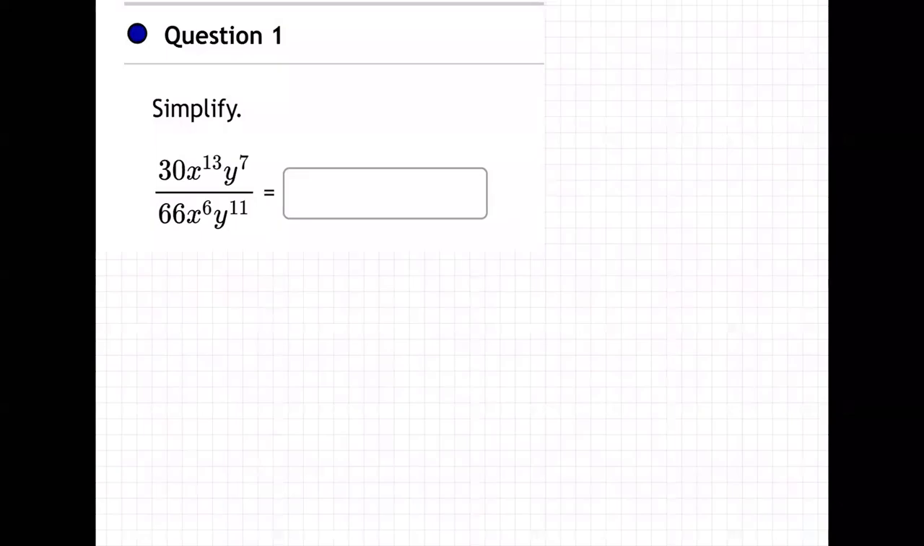Okay, so we're supposed to simplify this fraction. Well, we have numbers and we have letters to various powers. How do we do it? Well, I think you already know how to simplify a normal fraction, like if you have just numbers.